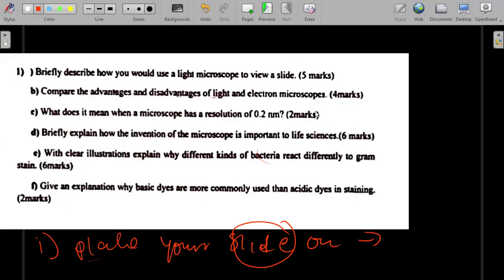Those who've been studying, I don't know if you haven't been studying. It's high time you started studying, because time moves. Very soon you have your test 1. So what do you do after placing your specimen on slide? Then you put it on stage. What's the next thing?